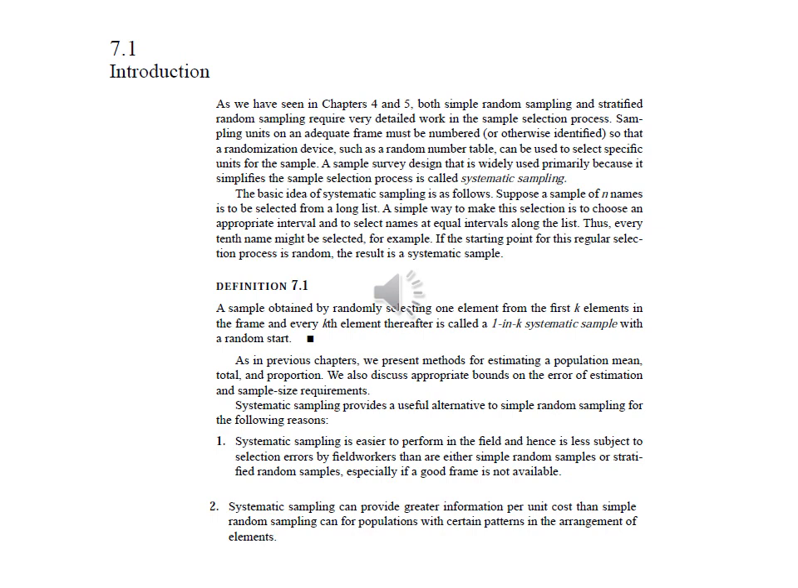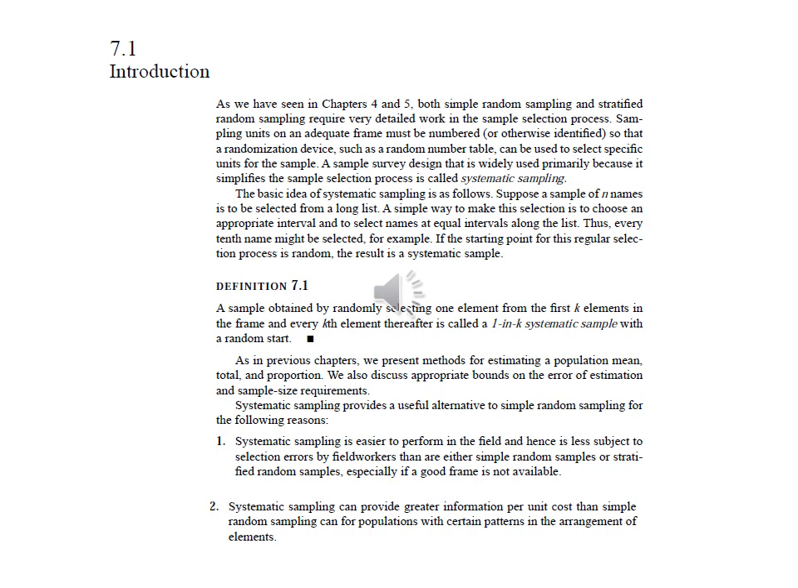Definition 7.1: A sample obtained by randomly selecting one element from the first k elements in the frame, and every kth element thereafter, is called a 1-in-k systematic sample with a random start. As in previous chapters, we present a method for estimating a population mean, total, and proportion. We also discuss an appropriate bound on the error of estimation and sample size requirements.